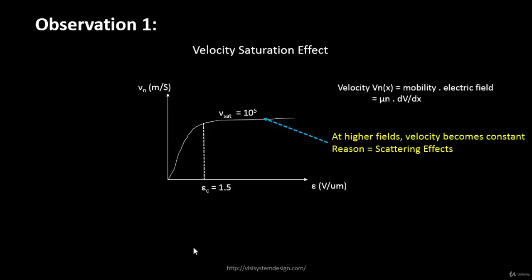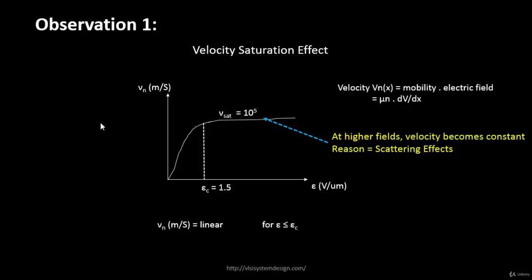So right now, with this particular trend, we need to derive certain equations, because this velocity equation, which is mobility multiplied by electric field, was used for deriving the model for drain current. So now we have to come up with a model that will account for the velocity as well. Okay, so let's look into the derivation part of it.